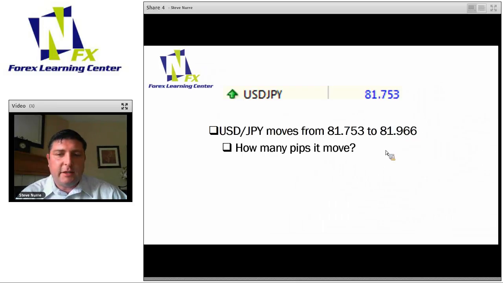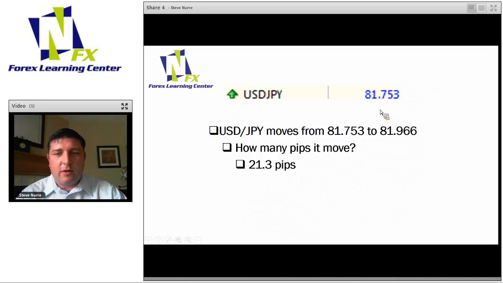Well, in this case, that would be 21.3 pips. If you take the higher exchange rate minus the lower, what it would look like is 0.213. In that case, that would be 21.3 pips, because this second decimal place would be considered 1 pip of movement, and the 3rd decimal place being a fractional pip. So as these exchange rates move up and down, once again, you're making your money off of a 1/100th of a penny movement or 1/1000th of a penny movement in the market.